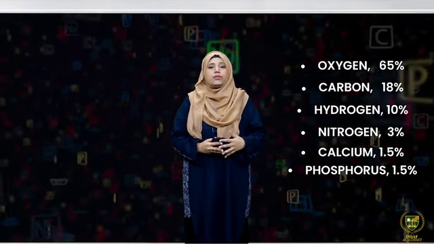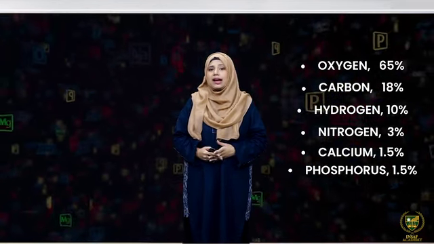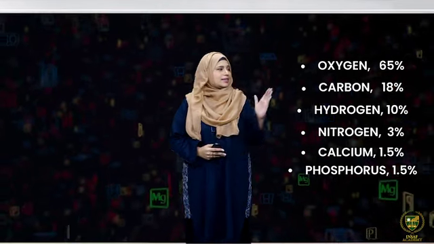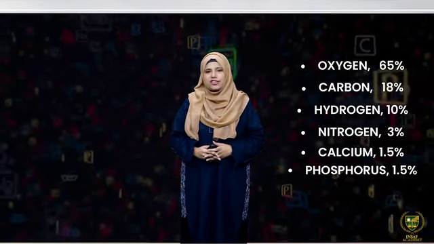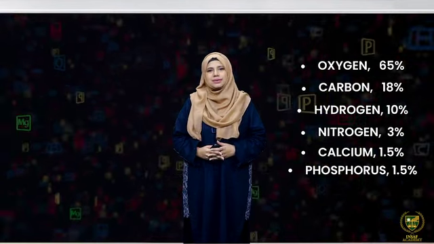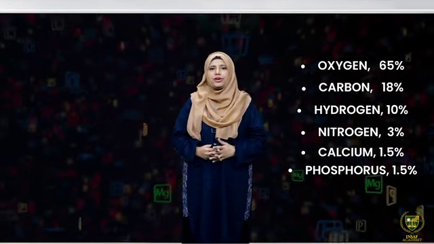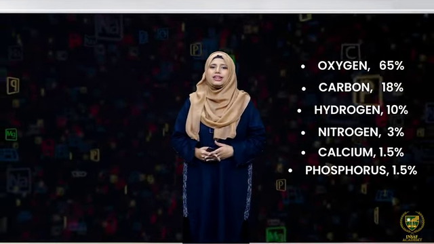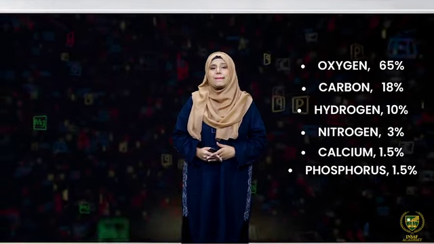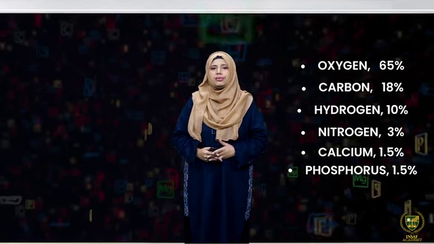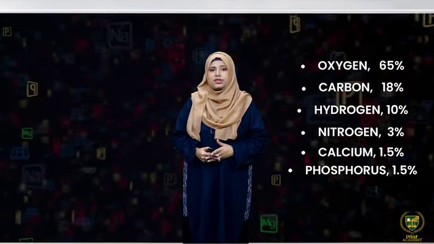Apart from this water, we have some elements in our body as well. Out of 92 naturally occurring elements, we have 6 major elements which constitute about 99% of the mass. These 6 elements are oxygen, which is 65%, carbon, 18%, hydrogen, 10%, nitrogen, 3%, calcium, 1.5%, and phosphorus, 1.5%. These are the 6 major elements which contribute 99% of the body mass.